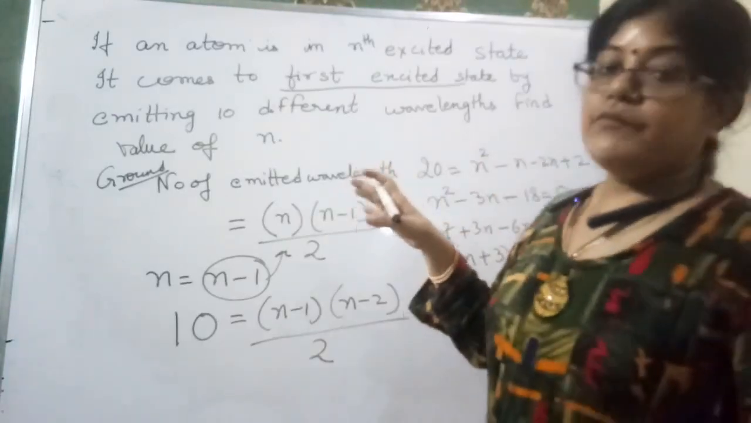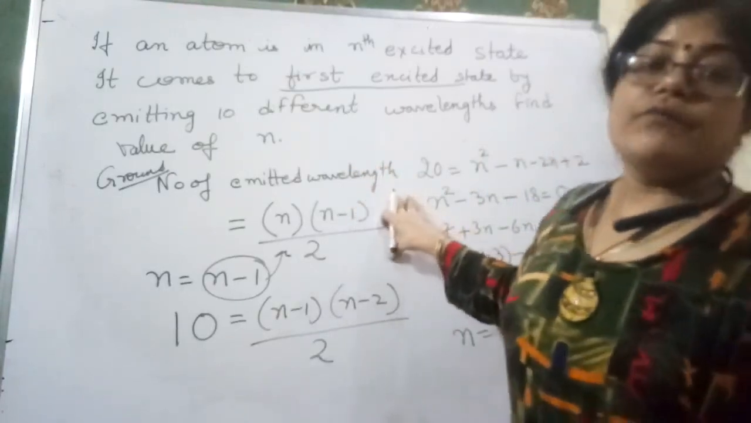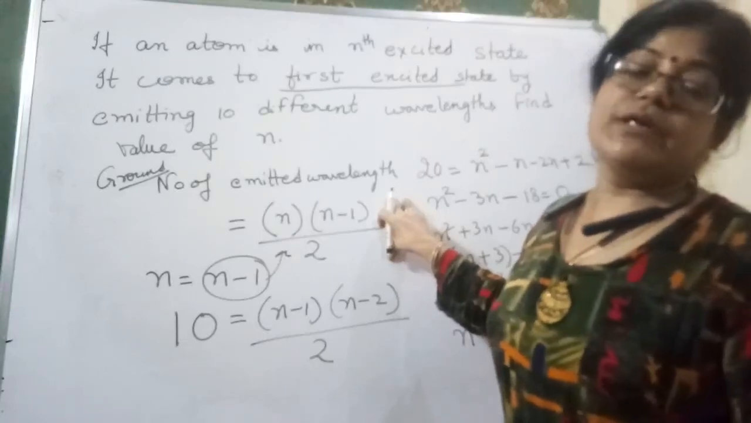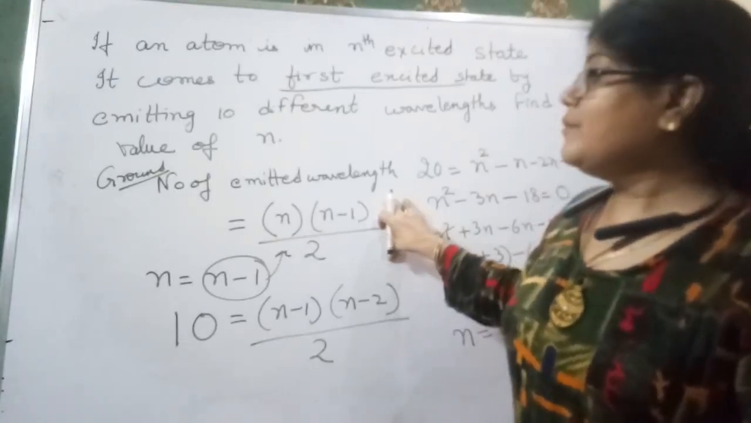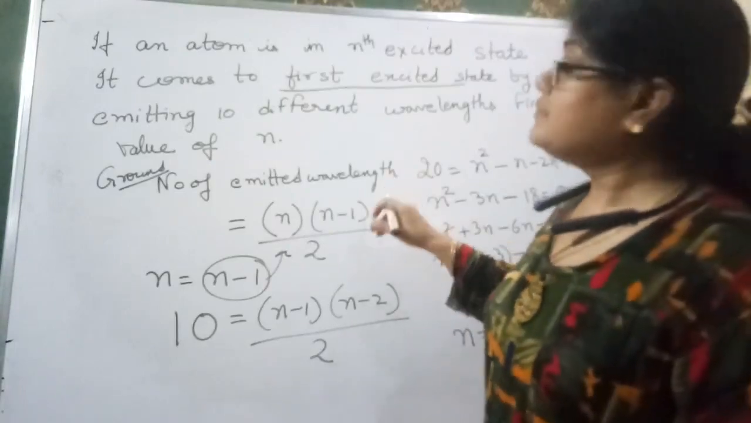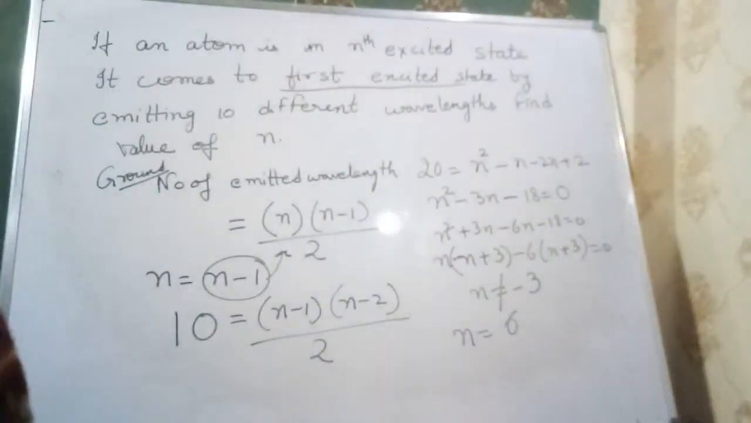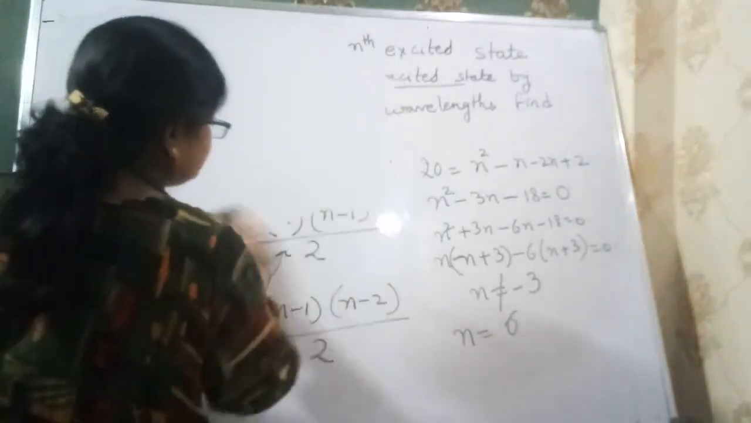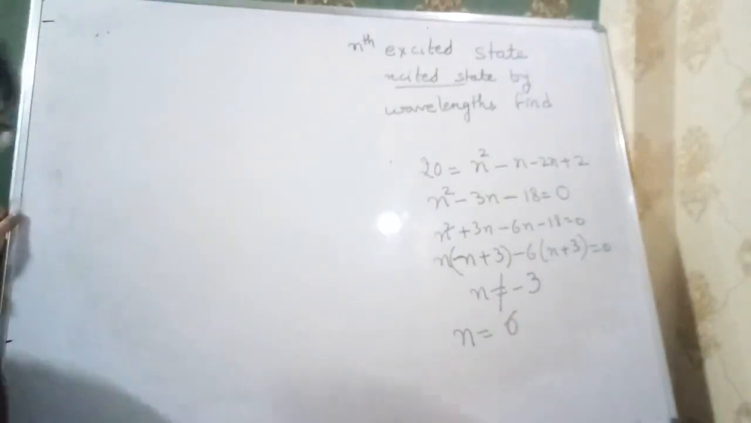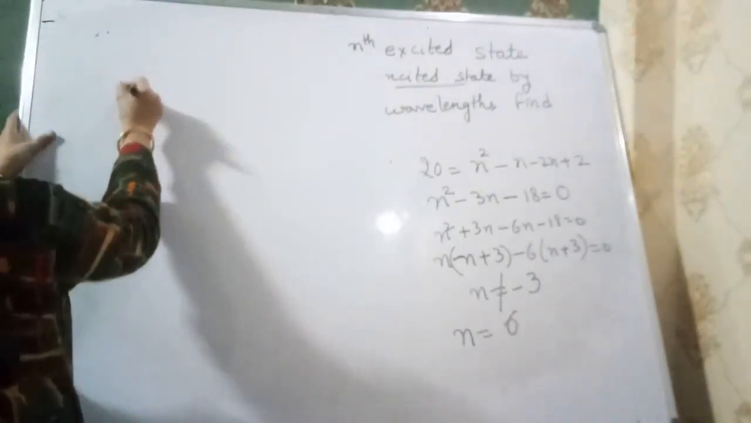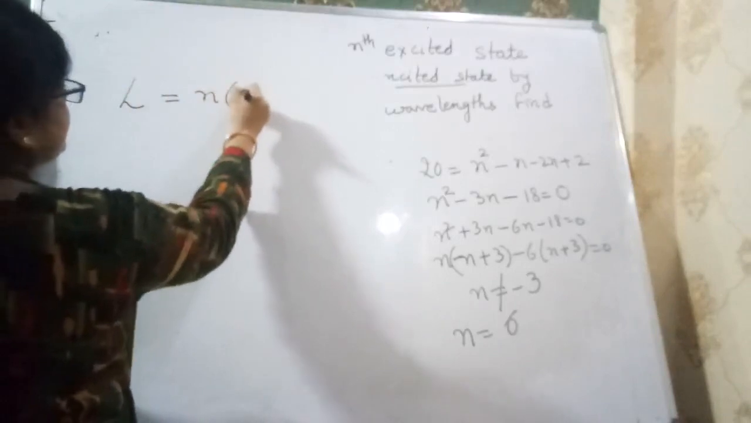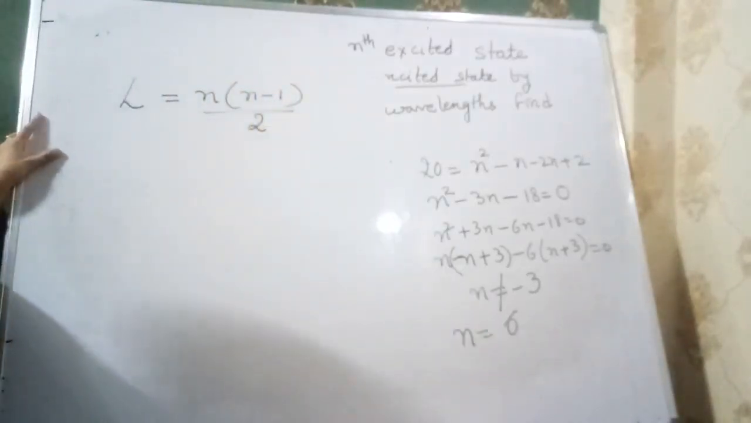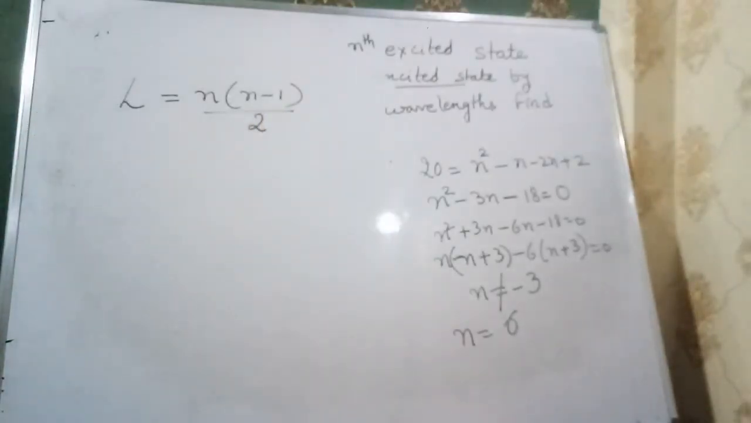So in this way, when an electron jumps from one orbit to another, we can also calculate the number of emitted wavelengths by this formula. I again quote the formula for you. Just note it down properly and remember, this is the formula for the ground state. Number of emitted wavelengths is equal to n into n minus 1 by 2. Now I am going to take another question. Just write the formula.